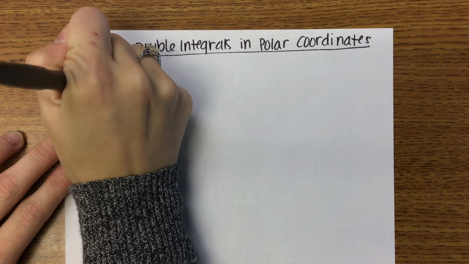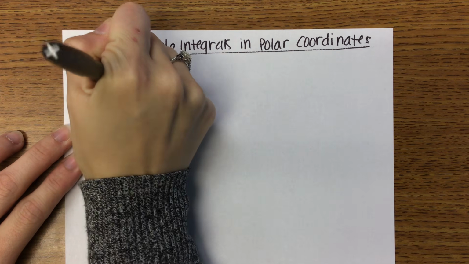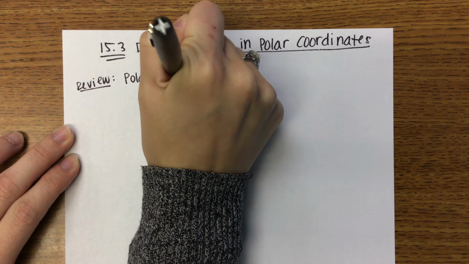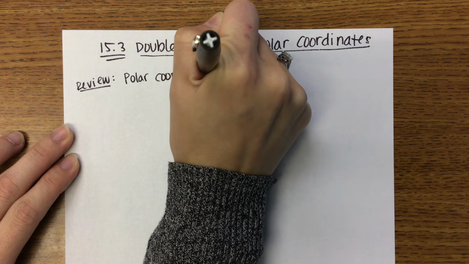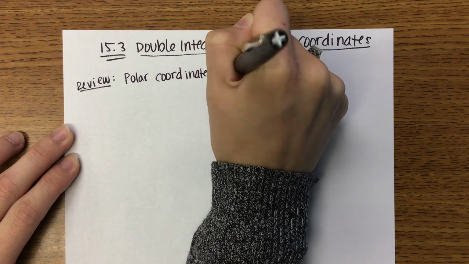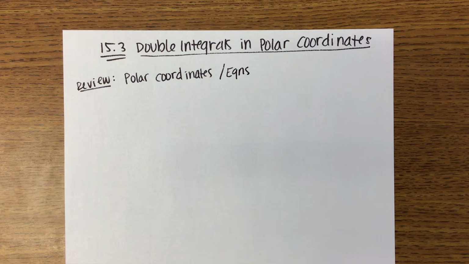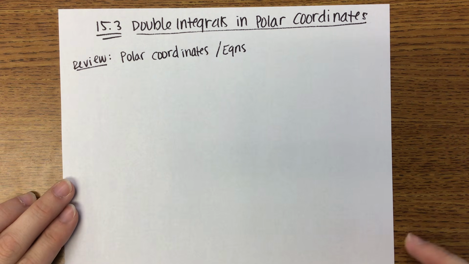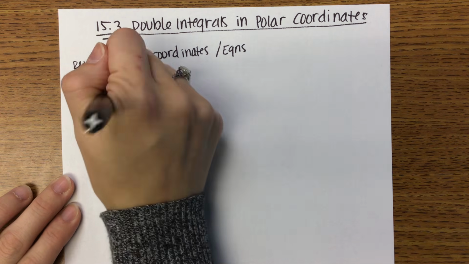Okay, we're going to start with a review. We are going to review how to convert to polar coordinates, and we're also going to look at some equations. Okay, we are going to start with the unit circle.